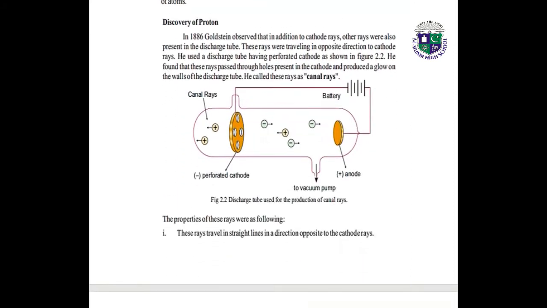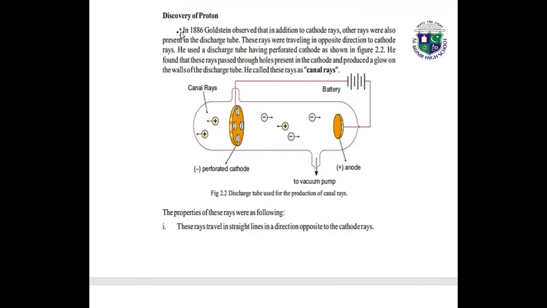Next we have the discovery of protons. In 1886, Goldstein observed that in addition to cathode rays, other rays were also present in the discharge tube, and these rays were traveling in the opposite direction to cathode rays. So he called these rays canal rays. Here we have the diagram which shows the canal rays.